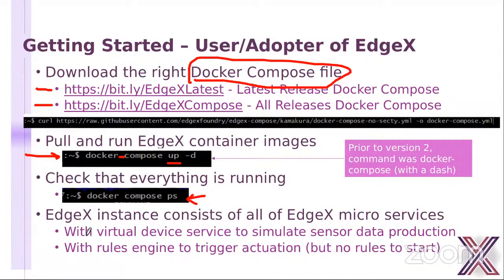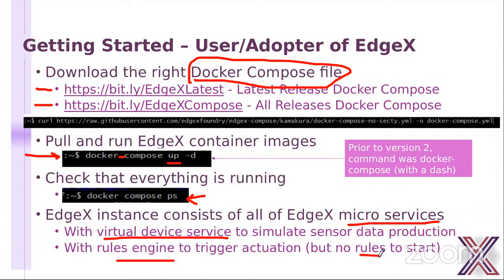Finally, we will see that EdgeX consists of all sorts of microservices. We're going to be playing today with what is provided out of the box with our latest versions of the Docker Compose file: a virtual device service to simulate sensor data. You won't run that in any kind of production environment, but to get things up and running very quickly, as you'll see, this is already provided with the Docker containers that EdgeX provides out of the box. It also provides a rules engine to trigger things, but with no rules.